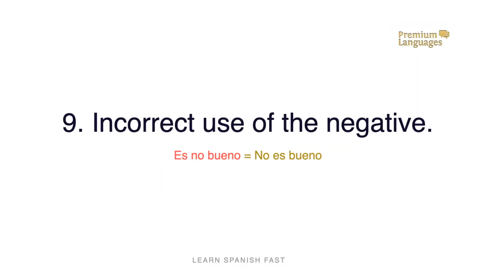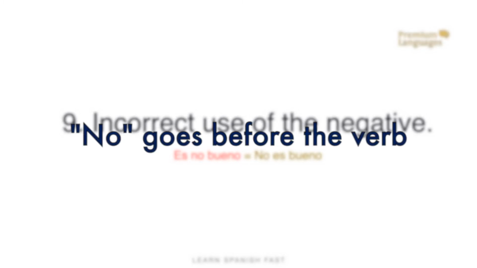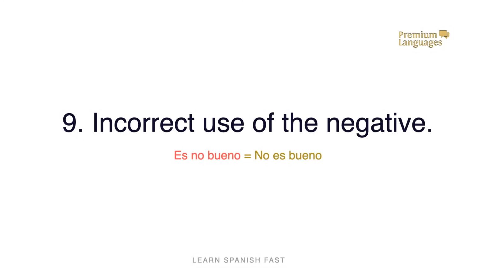Number 9, another classic mistake, and this is to place the negative particle "no" after the verb. In Spanish, however, "no" precedes the verb. In the example "es no bueno," we are placing the "no" between the verb and the adjective, but it should be "no es bueno," no before the verb.